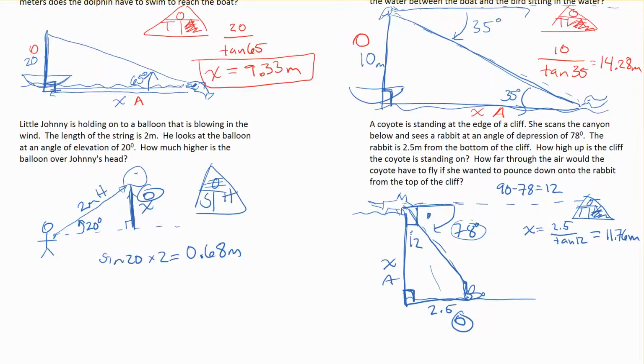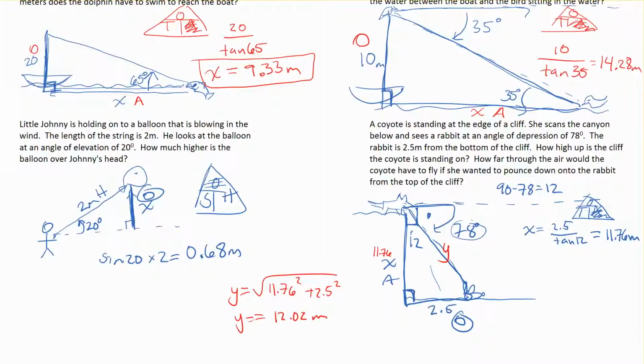So we can use, if we wanted to, Pythagoras here. Now that we know that this side is 11.76 meters, you've got two sides, you could use Pythagoras. 11.76 squared plus 2.5 squared, square root. In the calculator quickly on the side, that's going to give us 12.02 meters for this distance here, call it y.